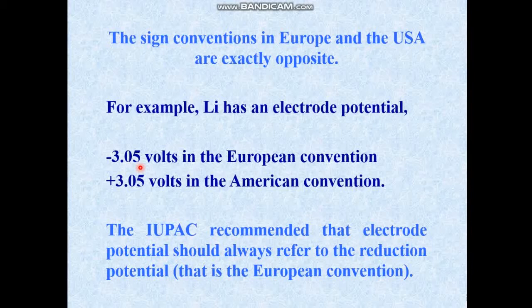In the American convention or the US convention, this value is written with the positive sign, but IUPAC has given its recommendation towards the negative convention in writing the electrode potential of the metal for the conversion into metal cations. So this is about the convention. You have to accept any one of them. You are advised to accept the IUPAC recommended convention, that is the European convention, not the US convention.